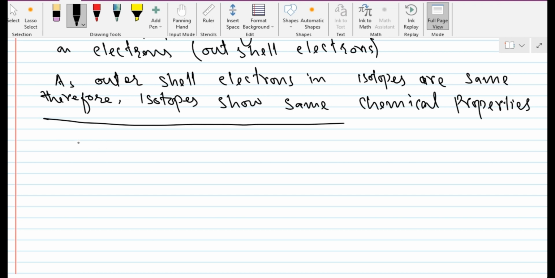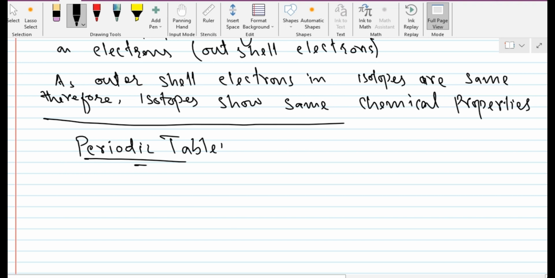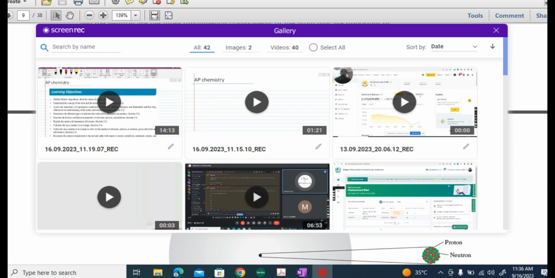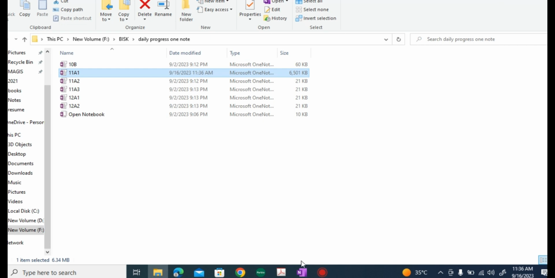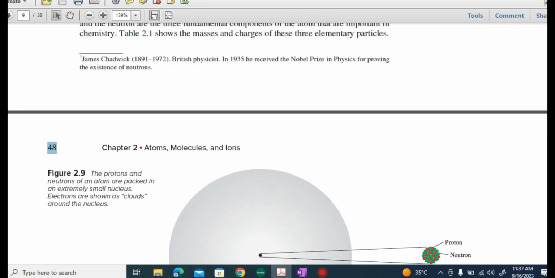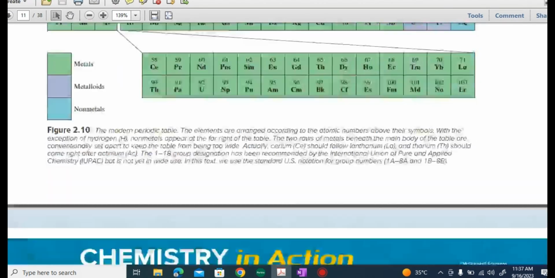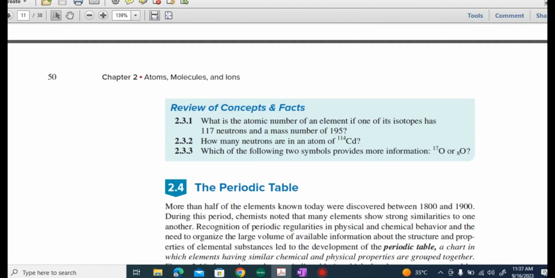The first one is the periodic table. We are trying to learn what the periodic table is and what the main families, the groups, present in it are. First of all, I'm going back to your AP Chemistry book. This is your AP Chemistry book, and this periodic table is at page 50.